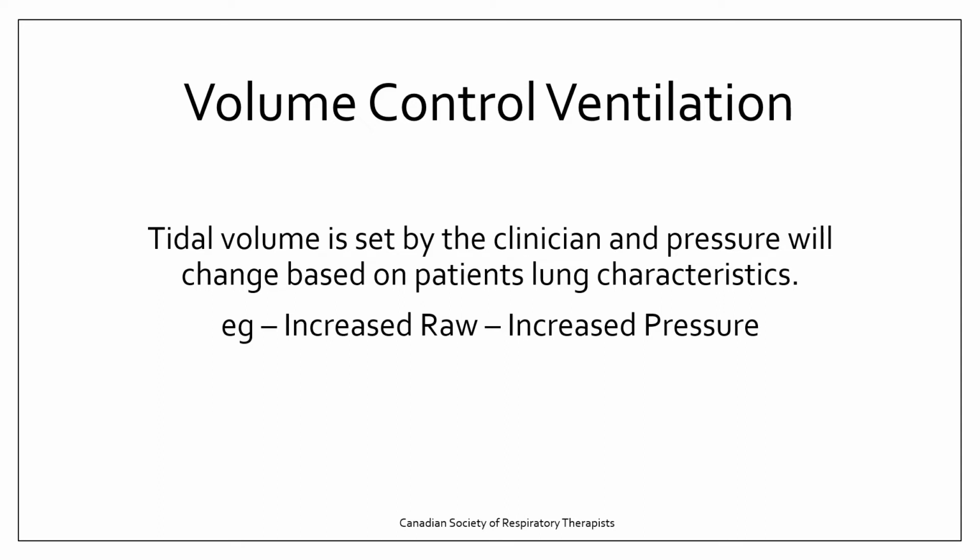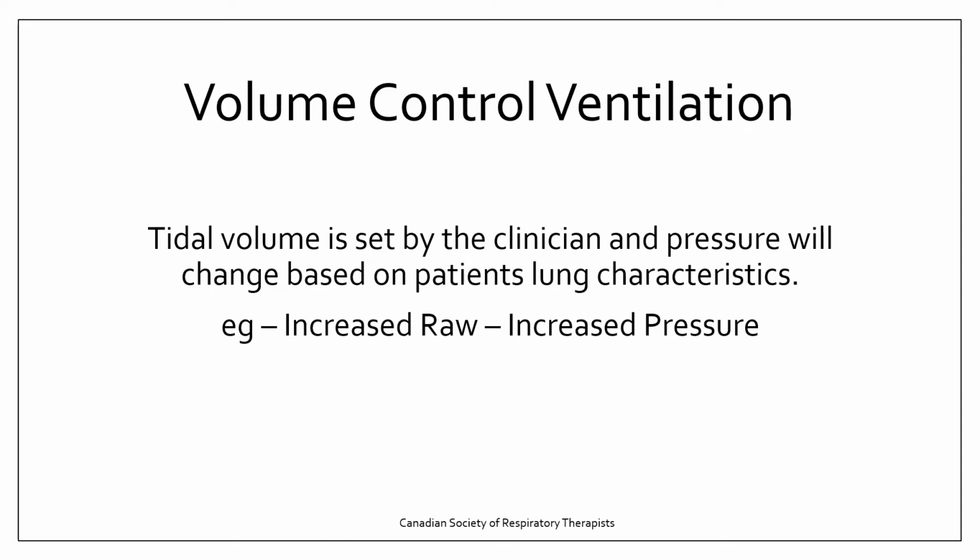So for example, if a patient has increased airway resistance, then to receive that tidal volume that's set by the ventilator, they're going to have increased airway pressures to overcome that resistance. That's the important thing to remember about volume control. If lung compliance decreases, so now we need more pressure to get that same tidal volume, then our pressure is going to increase while our tidal volume stays the same.